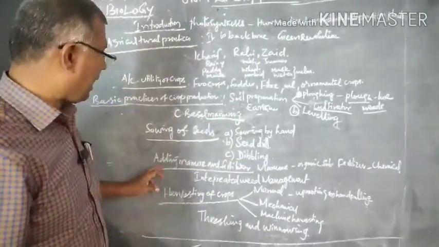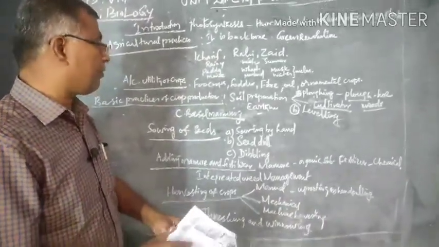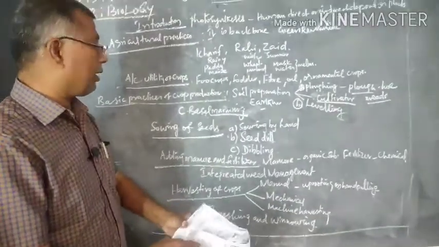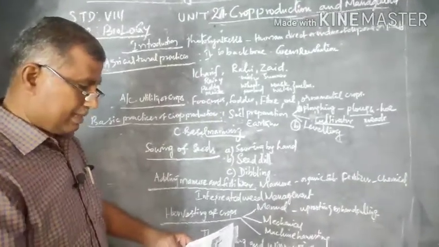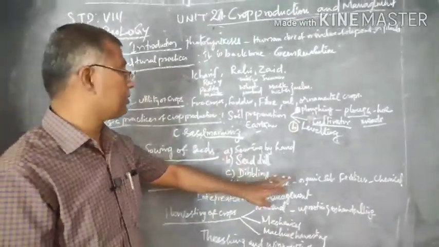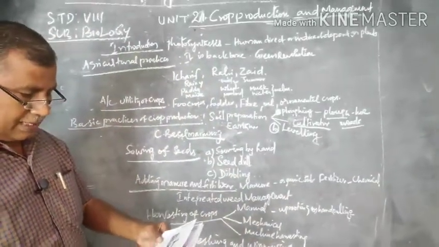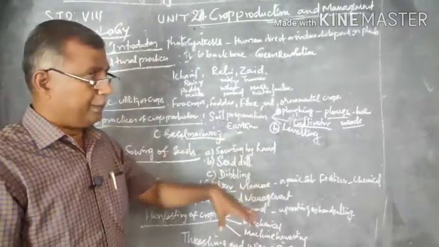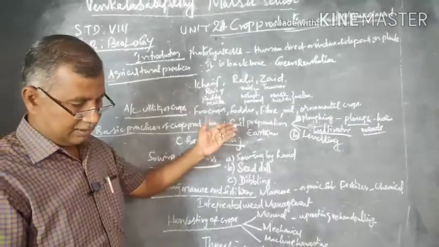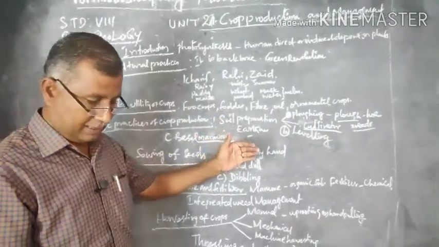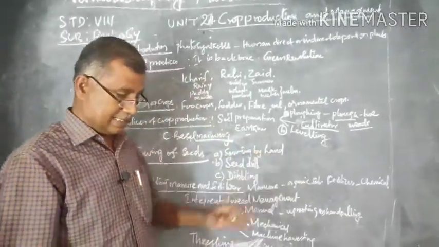So after that, adding manure and fertilizer. What is called manure? Manure means farm yard manure or green manure. Then that is called which contains organic substance. Understand? Obtained from the decomposition of plants and the animals. So the farmers dump plant and animal waste into a pit which is aerated, and the farms the decomposition. The manure increases the soil fertility and protects from the water erosion and prevents diseases.